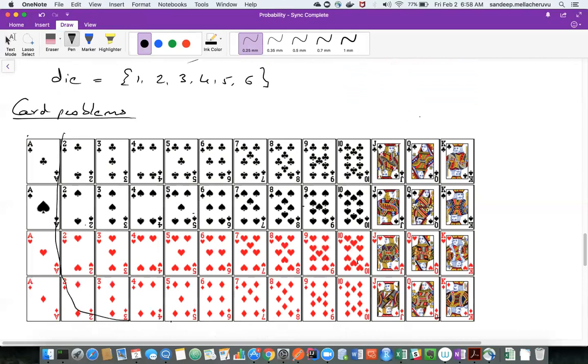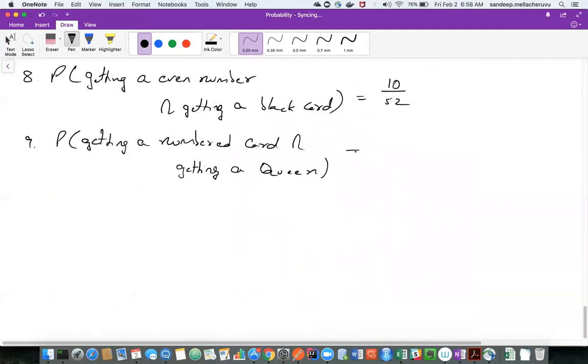All the numbered cards are here, and all the Qs are here. Is there any intersection? Is there any common element? Nothing. So it's 0. Probability could be 0. So here it is 0 by 52, which is nothing but 0. Is that clear? What I was saying, all of this? Yes, sir. Okay, let me give one more example, final, the last 10th one.